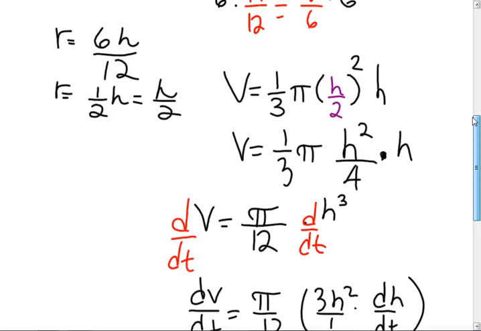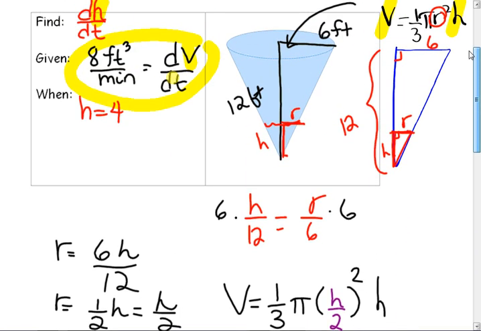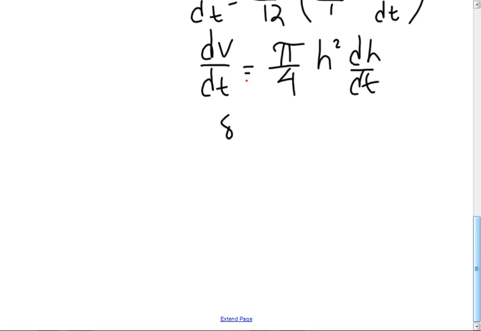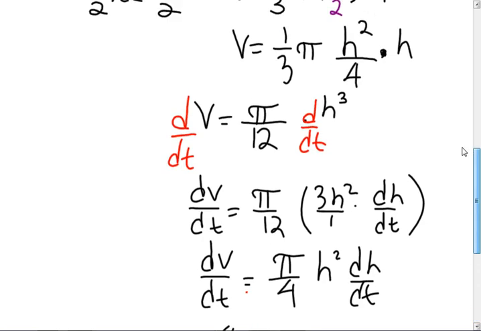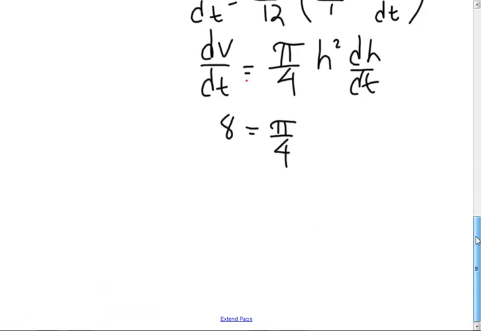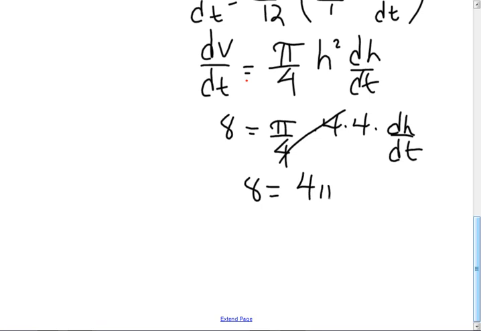Okay, can I put anything in here? What's dv dt? 8 equals pi over 4. What's h? Eric, what's h? It's 4. Now, I'm not going to square that. I'd probably do it wrong. Because what's going to happen to the 4's? They're going to cancel. So 8 equals 4 pi dh dt.